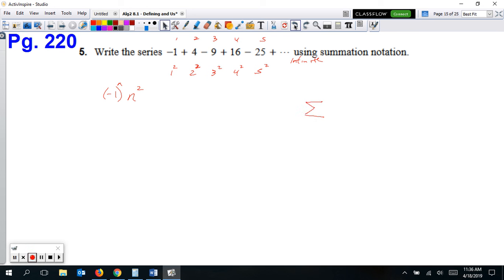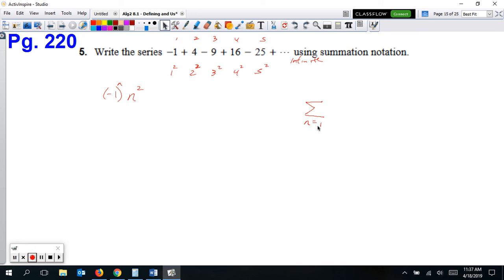summation notation using the sigma Greek letter first. That's the notation we got to use. And then we have to put the upper limit, the lower limit, and the rule on this, and that's all we got to do. Those 3 things. So we can start with the lower limit. We're going to see it's starting with the first term right there. So we're going to say n equals 1.